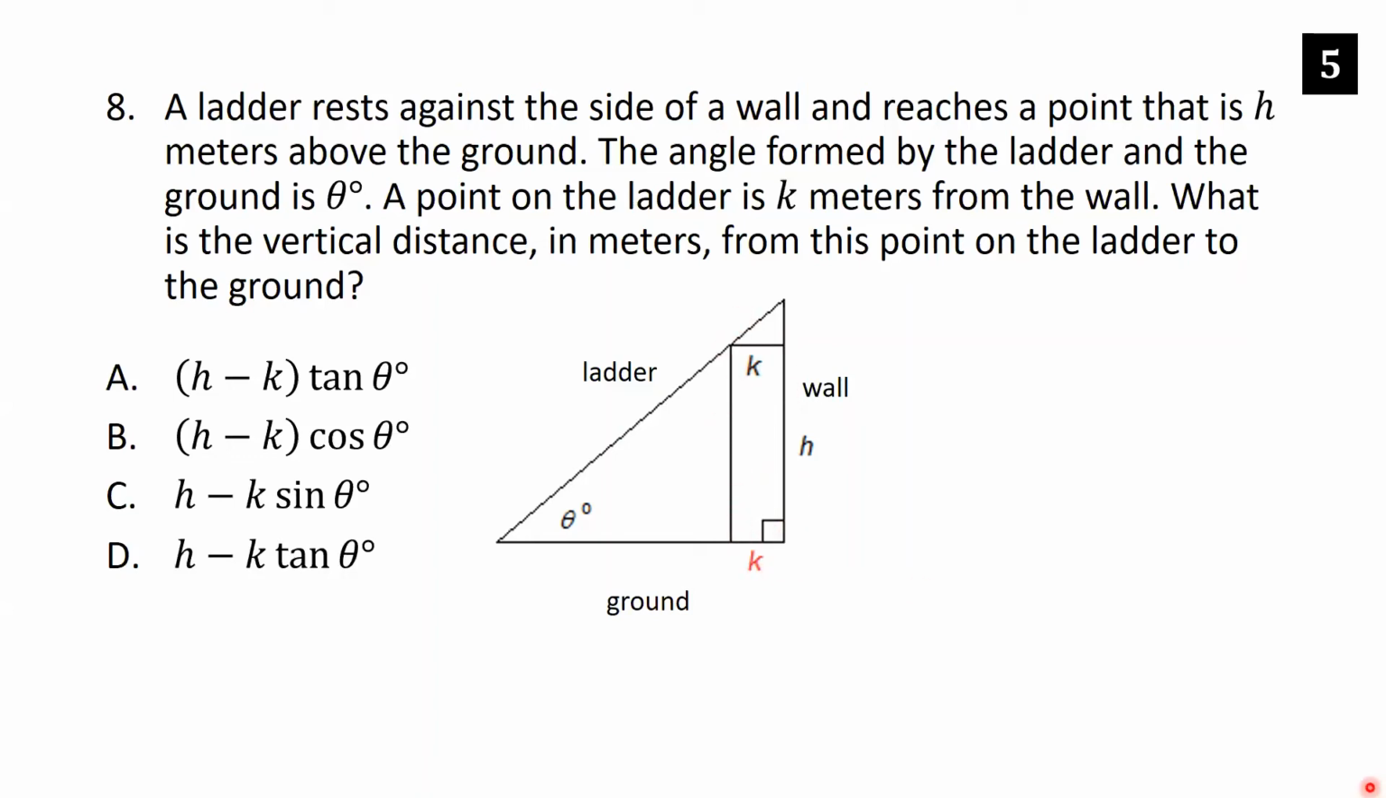And it says, what is the vertical distance in meters from this point on the ladder to the ground? So we want to know what this vertical distance is. Let's label that with an x. That's what we're trying to find. And I'm just going to go ahead and label this side of this smaller triangle here with a y, just so that we could talk about it as we solve the problem.